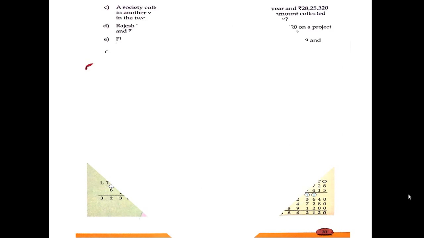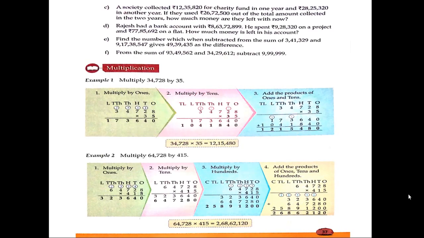Now we are going to learn about multiplication. See here, 34,728 we have to multiply by 35. First we arrange it in place value. First we arrange 34,728 in the place value. Then we also arrange the 35 in place value.